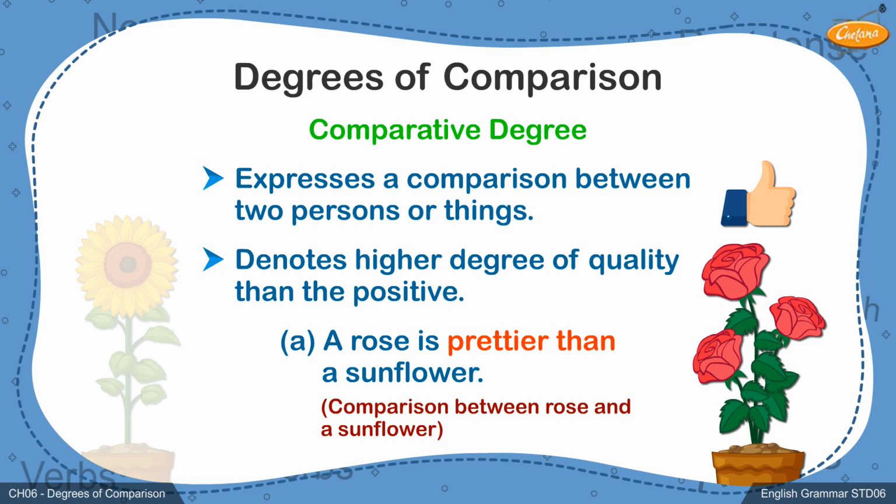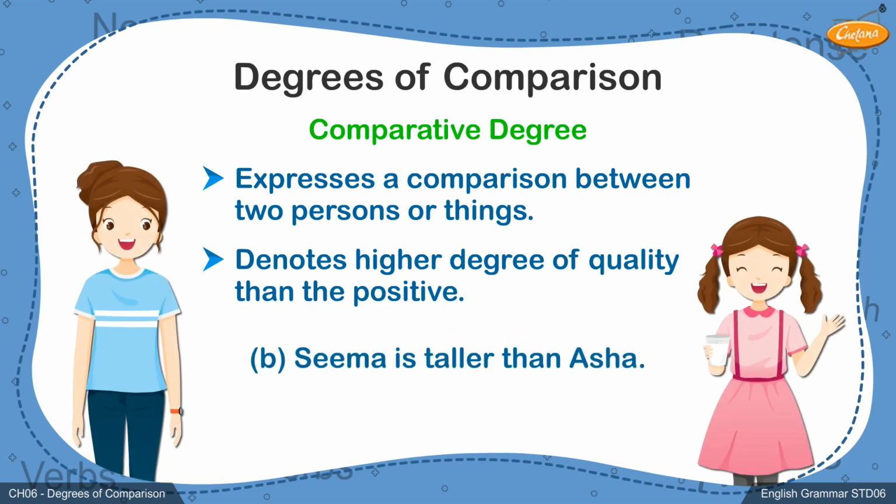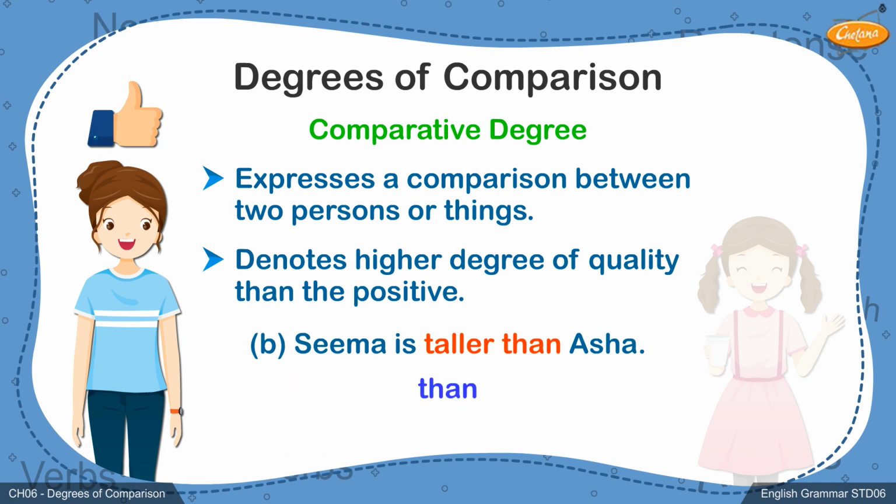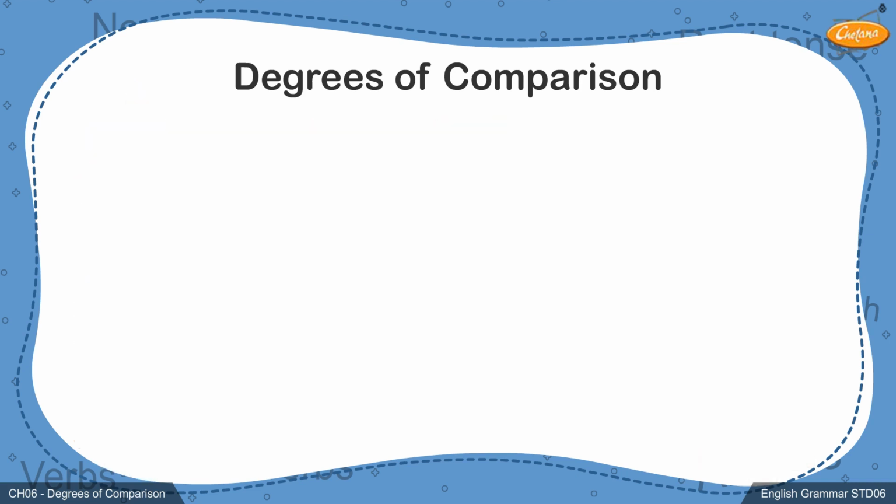Similarly, in this sentence, B. Seema is taller than Asha. Here, again the words taller than are used to compare the height of two girls. So we know in terms of height, Seema was taller than Asha. The word than is always used in comparative degree.